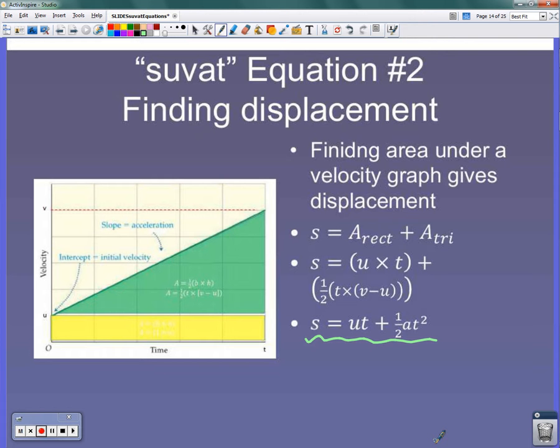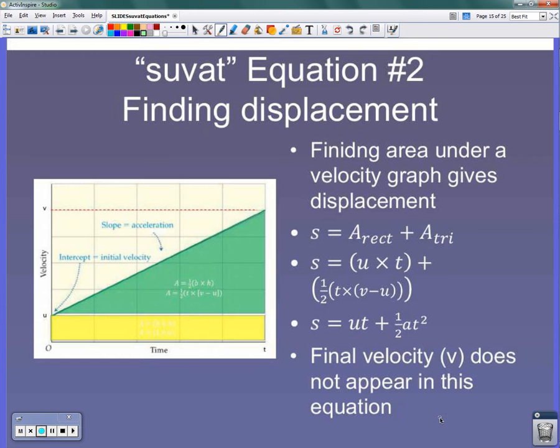Notice there is another factor missing from this equation. Just like displacement was missing from the previous equation, v doesn't show up anywhere in this equation. Final velocity does not appear anywhere in it. So now we've got 2 relationships between the factors that we use to describe motion, but in one equation we were missing displacement, and in the other we're missing final velocity.